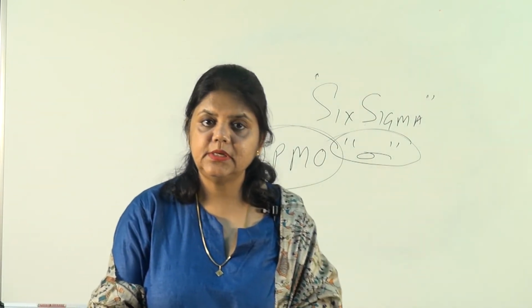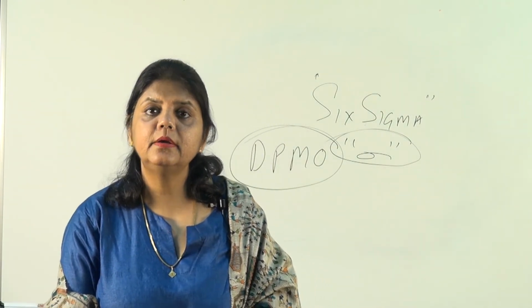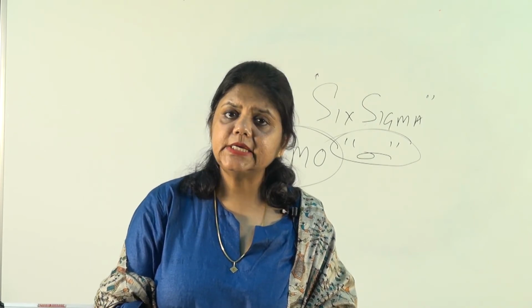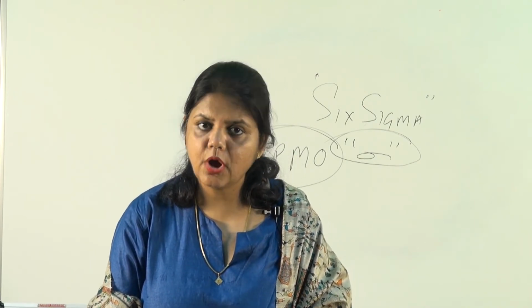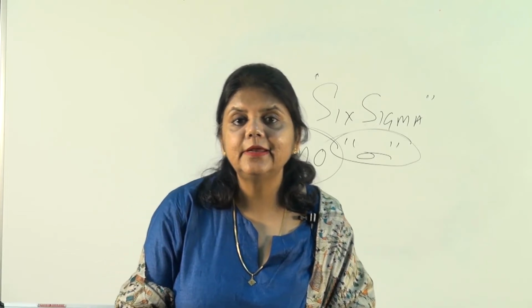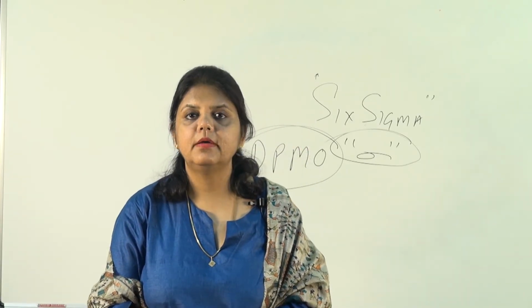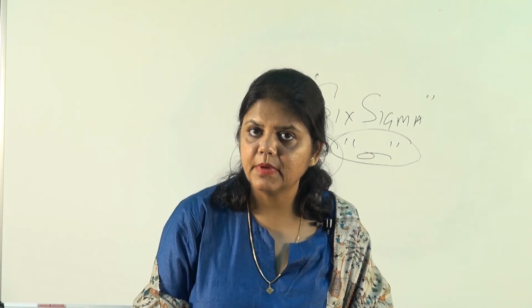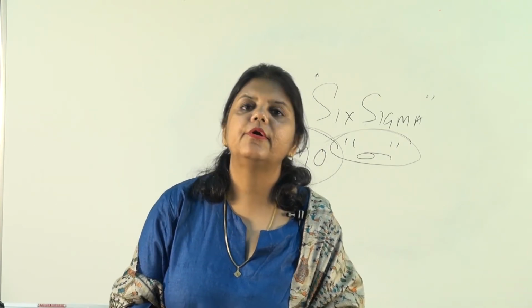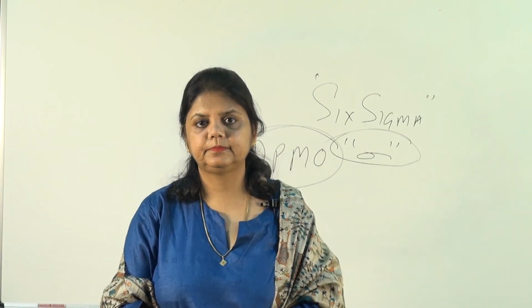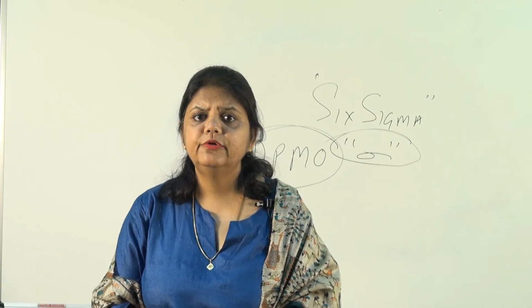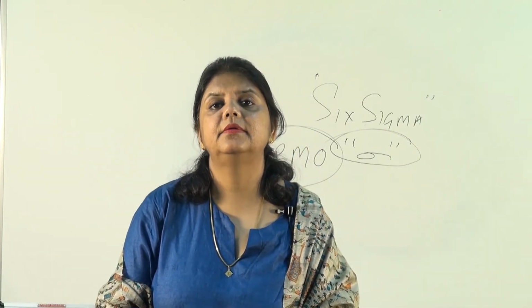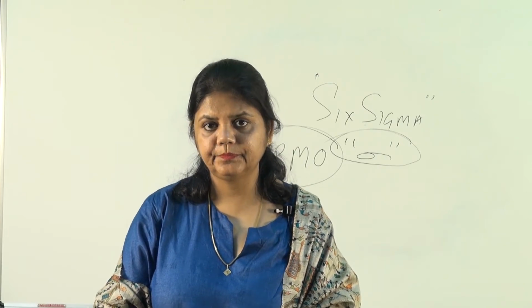DPMO, that means defects per million opportunities. Now these defects per million opportunities, they are translated into a sigma number. Higher the sigma, better the quality of the product. Now, what is the relationship between sigma levels and DPMO?